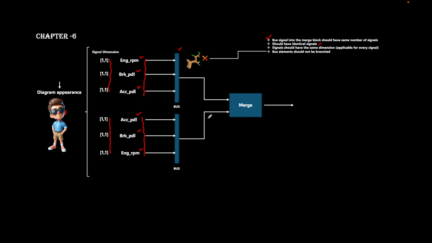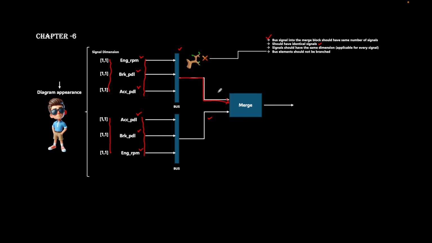Whenever it is coming to the merge block, it will create a conflict. So the signal sequence should also be the same. Signals should have the same dimension, so all the signals should have the same dimension over here. And whichever bus signal is coming out, it should not be branched. If you branch it, then it will not work with the merge block.